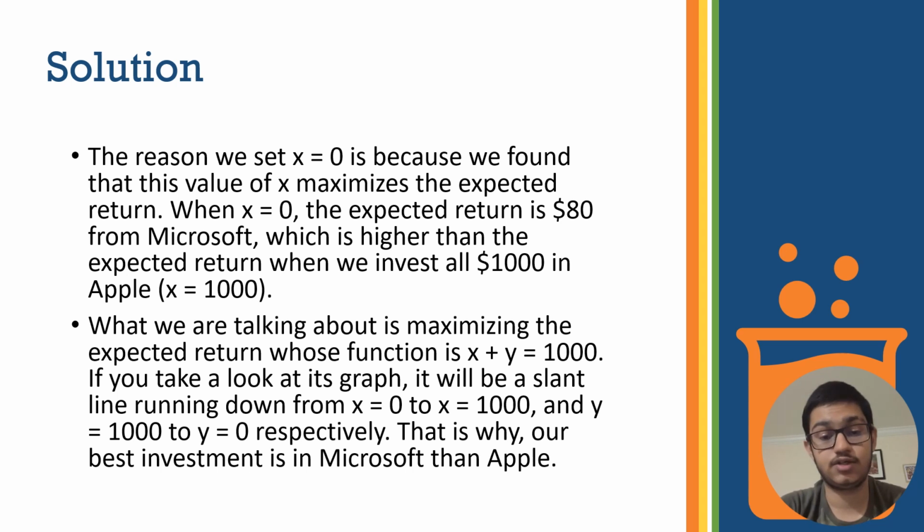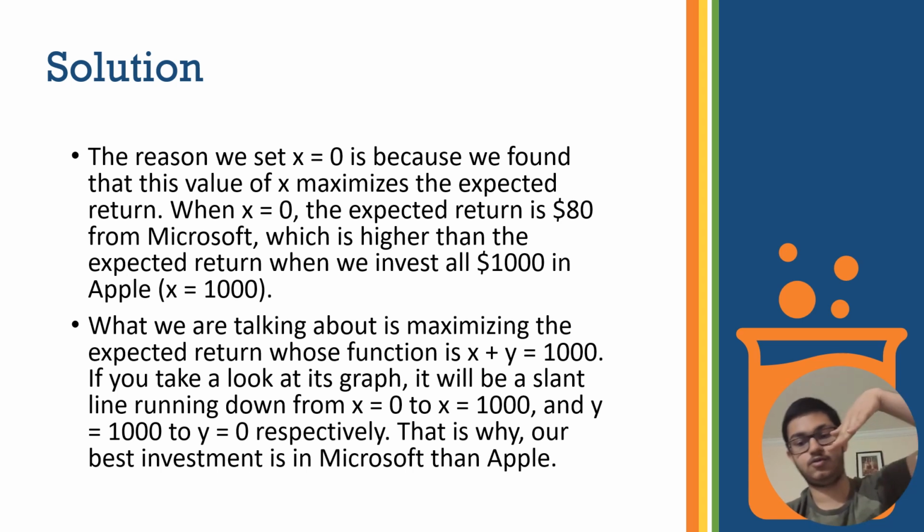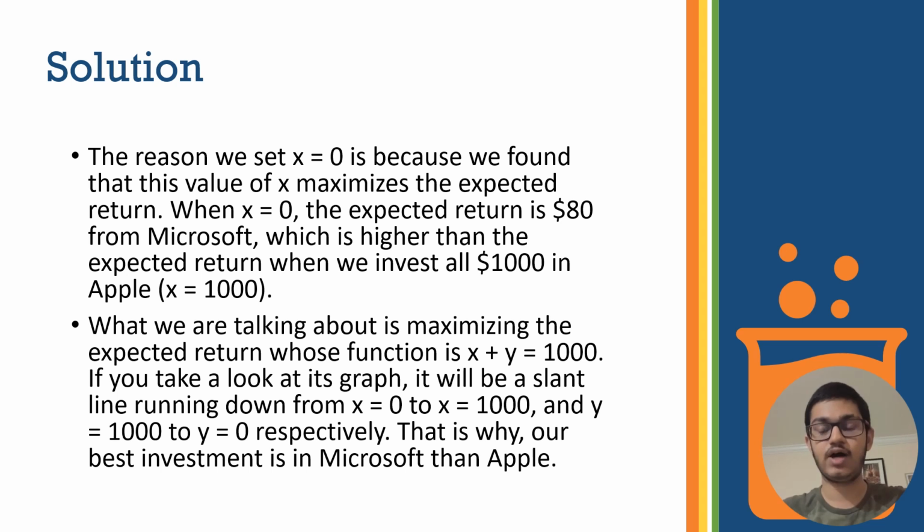Now, if you take a look at its graph, it will be a slant line. It would be going something like this, where my y axis is this, and it will be going like this. I think the video is inverted, but it would look something like this. So at x equals 0, the maximum value of y would be 1000, and at x equals 1000, y would equal 0. That's what it would look like in the graph. That is the whole reason why we want to invest in Microsoft rather than in Apple.